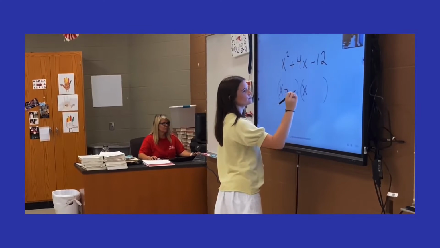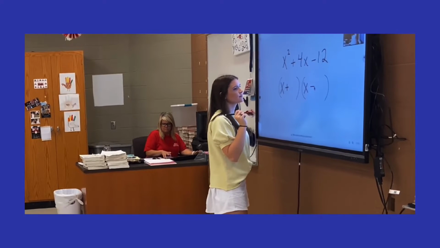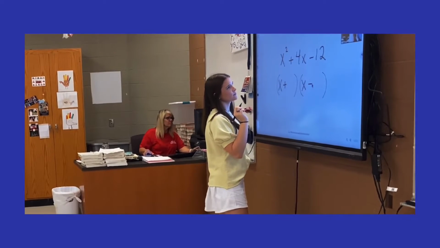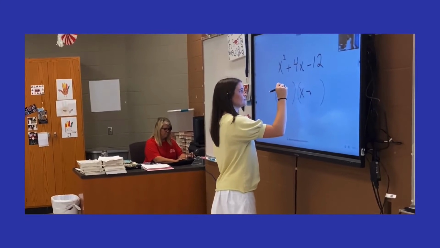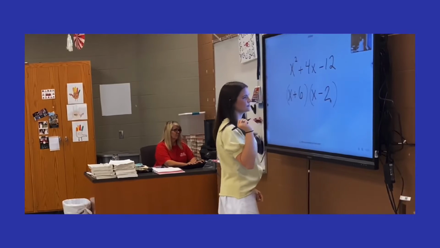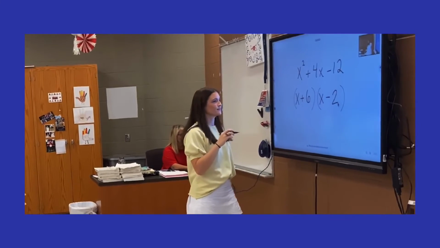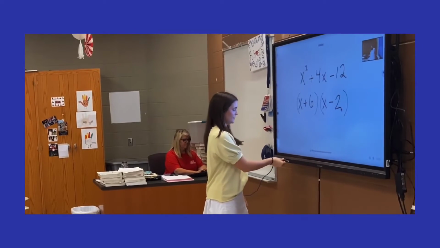So she has x and x, she had that multiplies to give you x squared, and she has a plus and a minus, so that would multiply to give you a negative. Now the two numbers that would multiply to give you negative 12, but add to give you positive 4 would be what? Positive 6 and negative 2. Abby, do you agree? Yes, ma'am, I do.